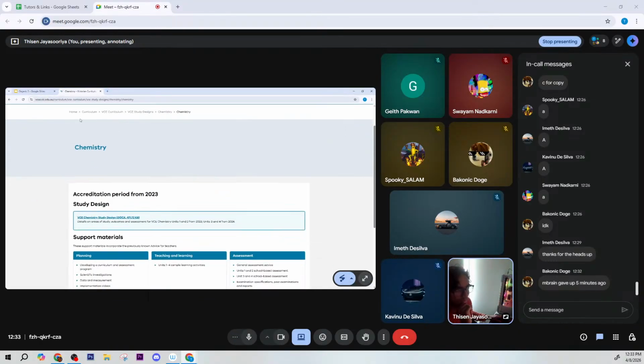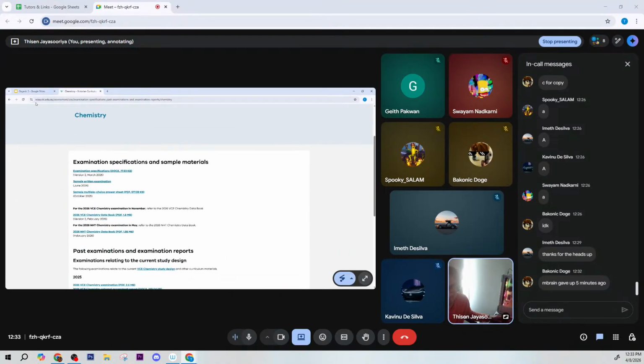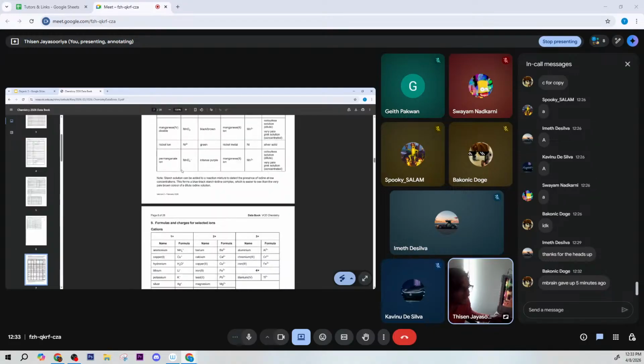friend. You know, my one and only friend. I don't have any other friends besides the chemistry data book. You don't have any friends besides the chemistry data book. The chemistry data book's always there. Whenever you need a friend, it's the chemistry data book.